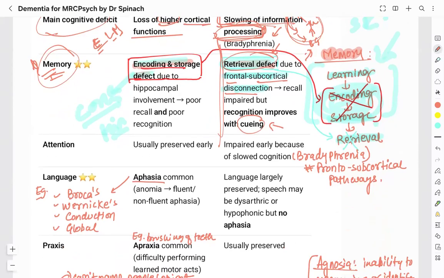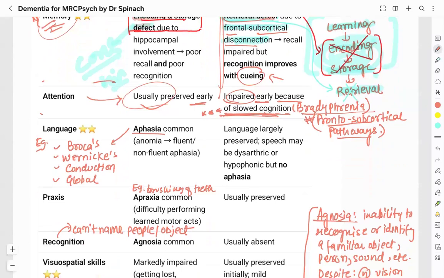Now, because higher cognitive functions are impaired, definitely attention. Okay, I'm sorry, this is the opposite of that. Attention is not impaired in cortical dementia, usually preserved early. And here it is impaired early because of slowed cognition. The slowed cognition, that is bradyphrenia, is because of impairment of the fronto-subcortical pathways. Then moving forward, this is also important.